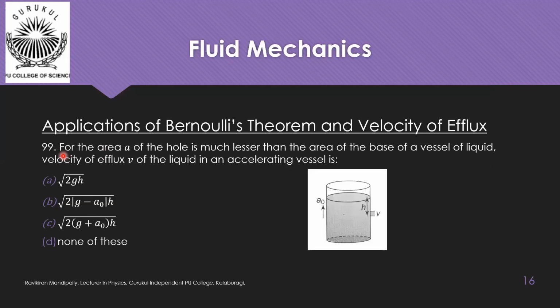Now question number 99. For the area A of a small hole much lesser than the area of the base of a vessel of liquid, the velocity of efflux V of the liquid in an accelerating vessel is... and in the question it is mentioned a naught is acceleration in upward direction. So now we know that if you consider a container at rest with a hole whose area is much lesser than the area of the cross section of the vessel, then the velocity of efflux through the hole is v is equal to root 2gh.